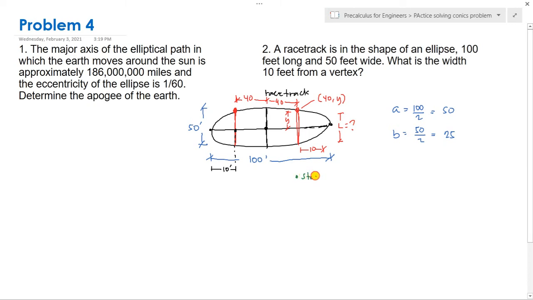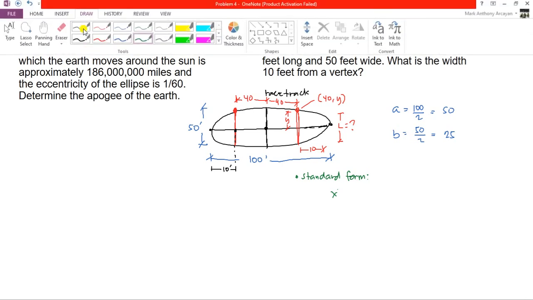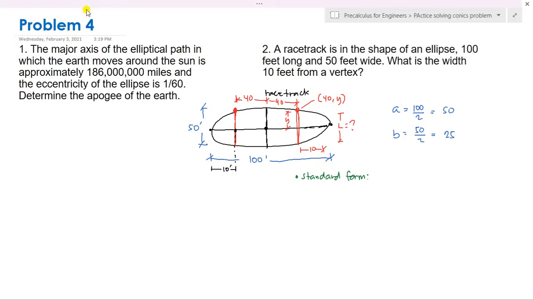And since we assume that the racetrack is centered at the origin, we can create the standard form of our ellipse. So that is x squared over a squared. a is 50, so 50 squared, we have 2,500, plus y squared over b squared. b is 25, so 25 squared is 625. 625 is equal to 1.